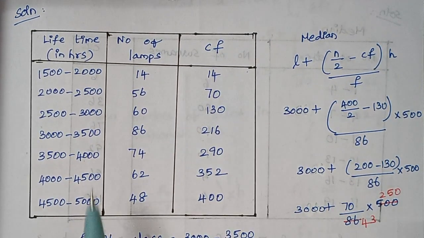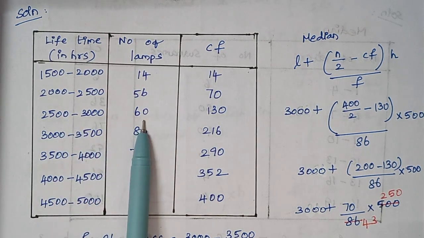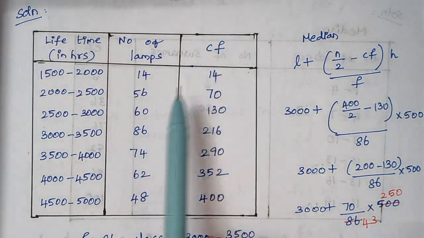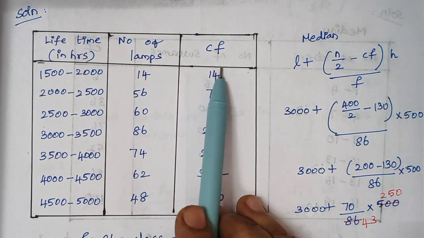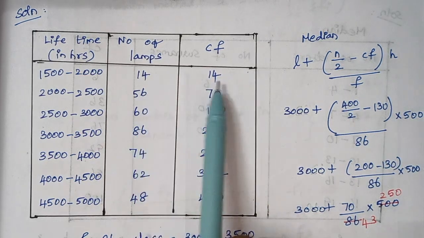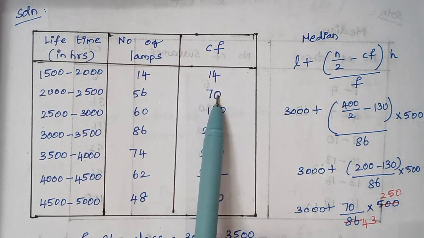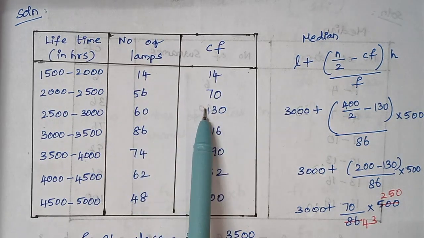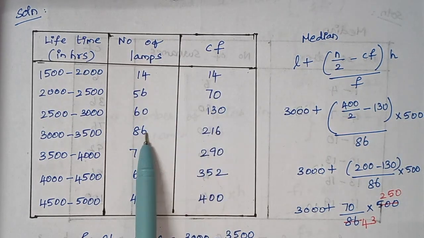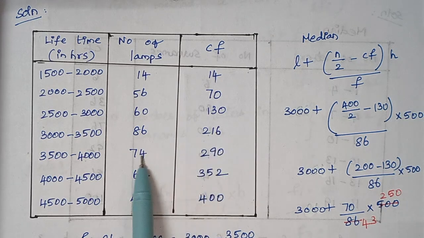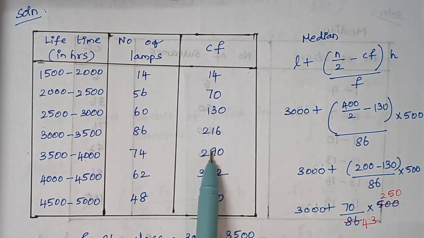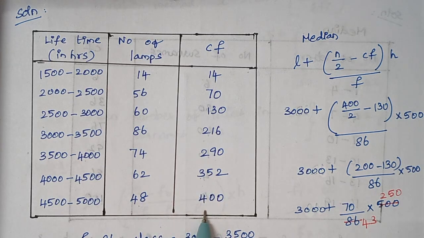That's it, right? So this is lifetime, this is number of lamps, and to find cumulative frequency, you have to write the first number as such. Then you have to add, right? 56 plus 14 gives 70. 70 plus 60 gives 130. 130 plus 86 makes 216. And 216 plus 74, 290. 290 plus 62, 352. And 352 plus 48 gives 400.